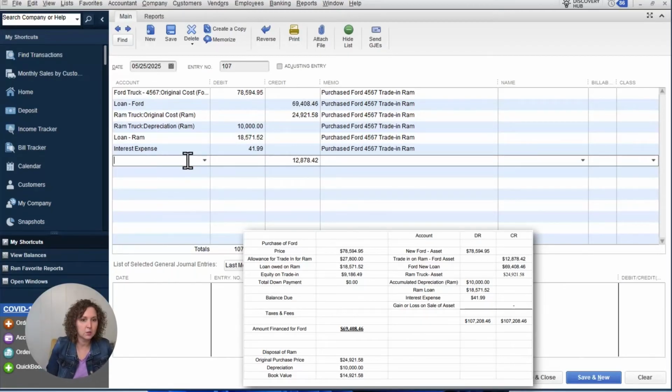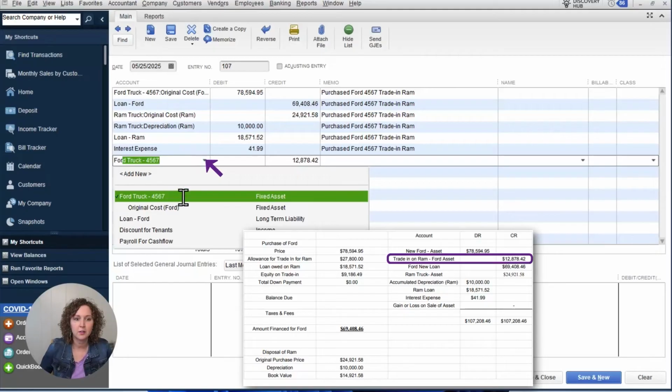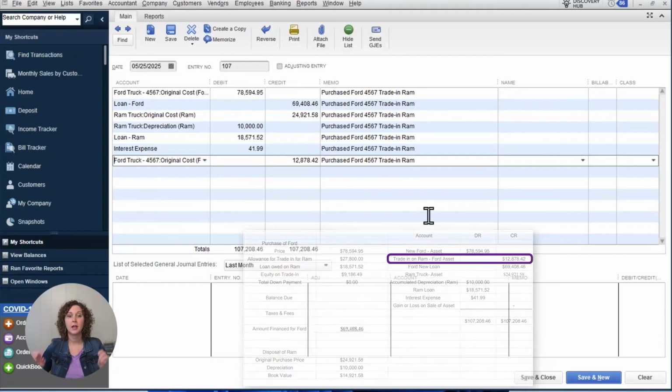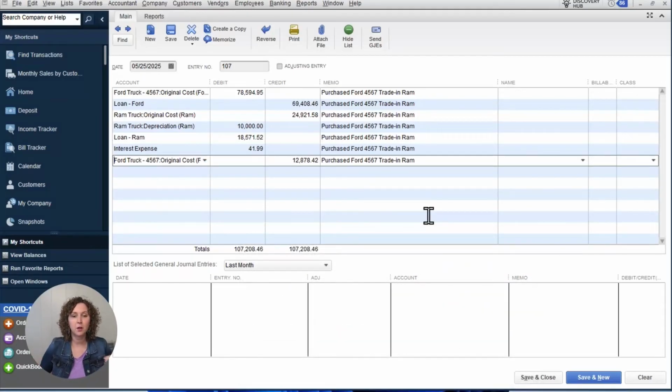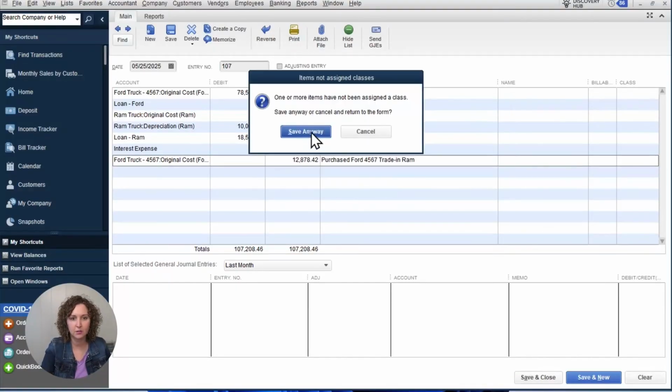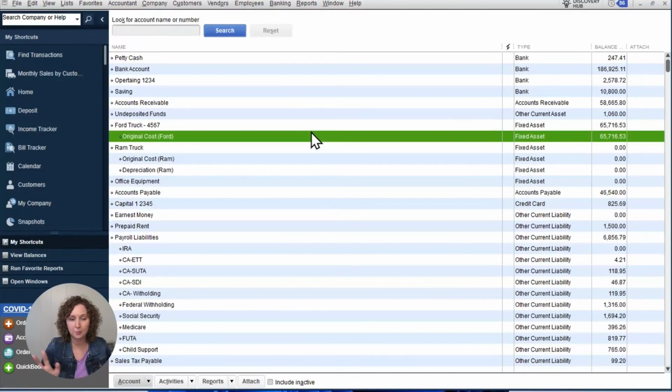So then the last one is going to be that Ford truck. We're going to go back to the original and reduce it for the trade-in value. And this is going to be your math difference. I do recommend that you keep all your details. You can attach it here if you'd like. You're going to go ahead and click Save and Close. You can click OK. We're not going to worry about tracking the fixed assets right now. I have classes set up, but that's okay.